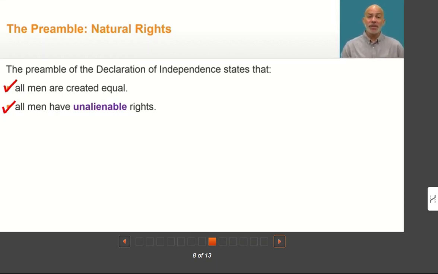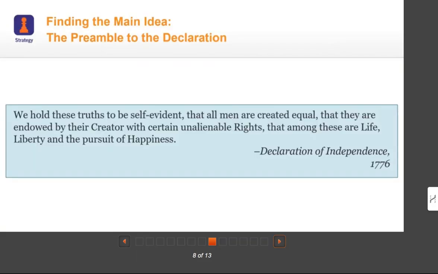If these principles sound familiar, it's because they were ideas discussed by Enlightenment thinkers such as John Locke and Thomas Paine. Let's take a closer look at part of the preamble. As we read it, think about what the preamble includes and what it does not include. The preamble begins with this statement: "We hold these truths to be self-evident, that all men are created equal, that they are endowed by their Creator with certain unalienable rights, that among these are life, liberty, and the pursuit of happiness." Something that is self-evident is clear by itself and does not need additional evidence to be proven true.